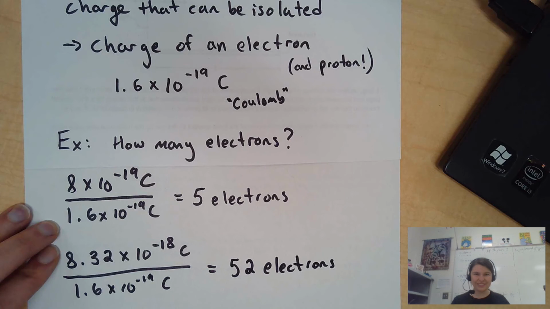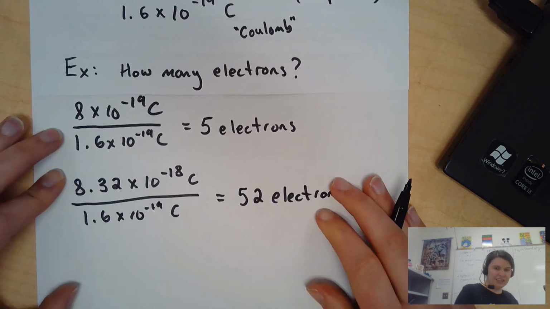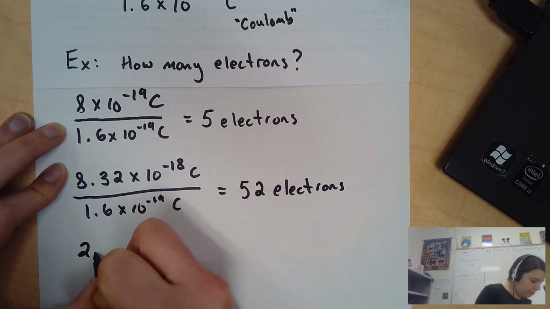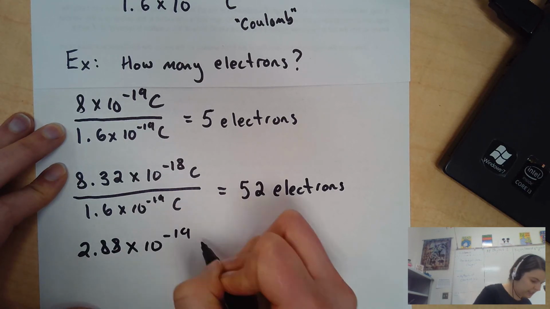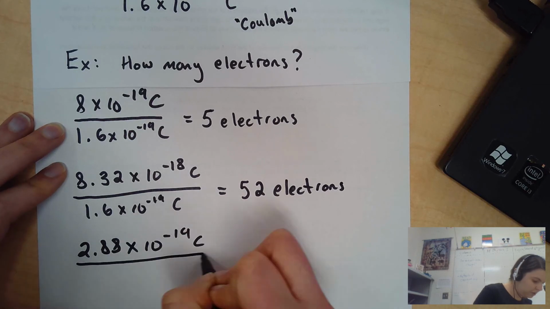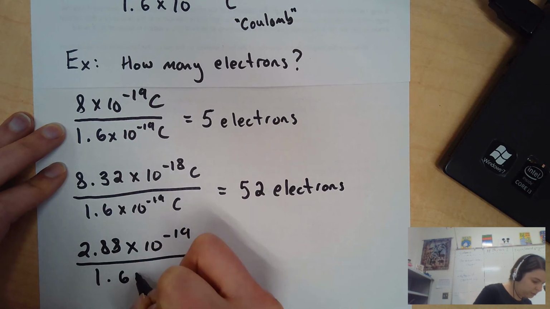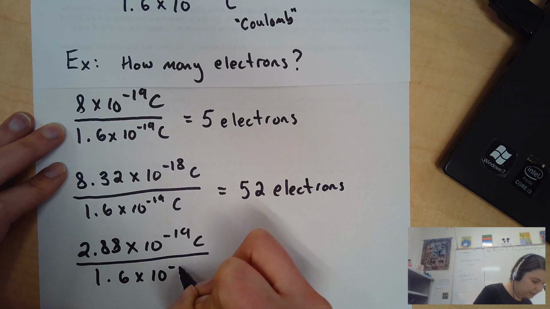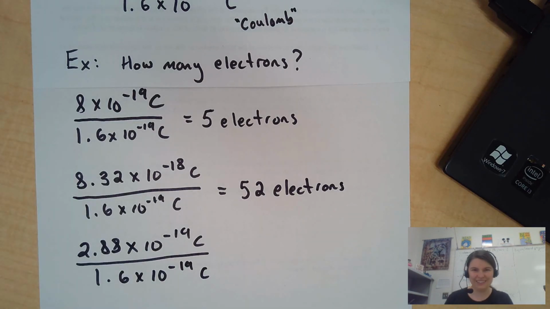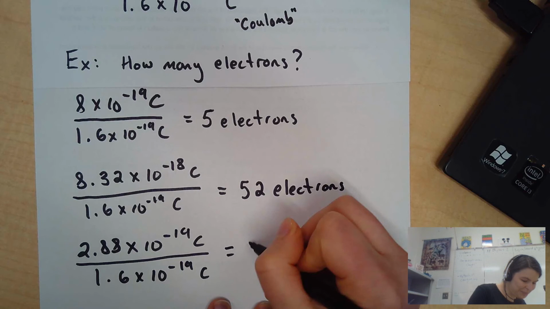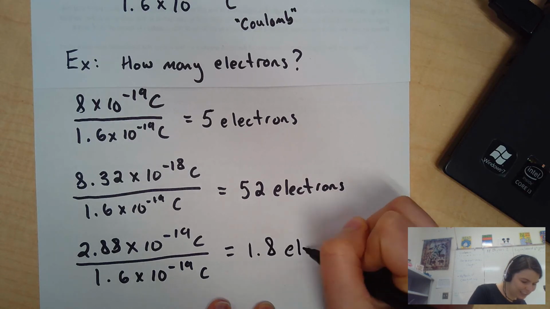How'd you do? Okay, well let's try one more. So this number is 2.88 times 10 to the negative 19 coulombs. So pause the video, plug it into your calculator, and then come back to see what the answer is. Okay, this one might be a little weird. Hopefully you got 1.8 electrons.